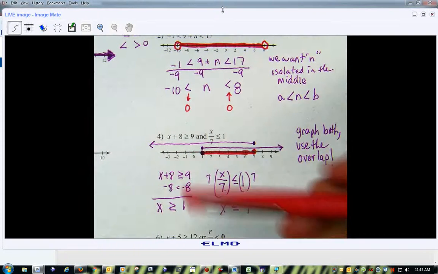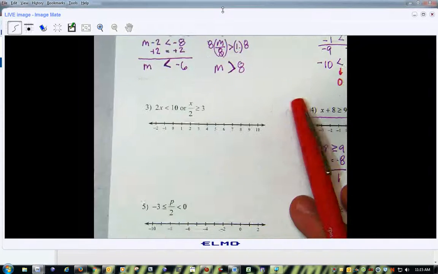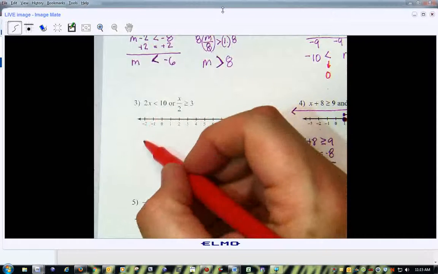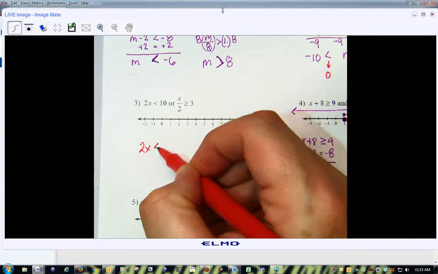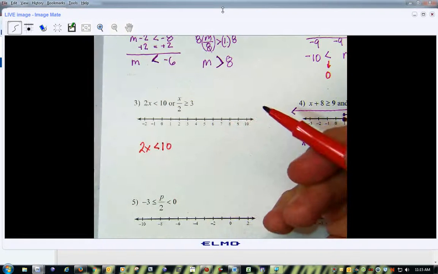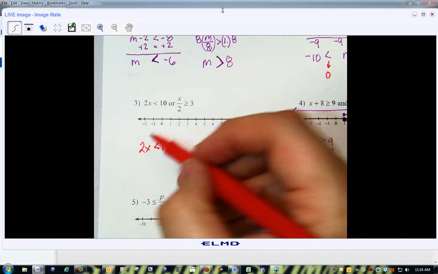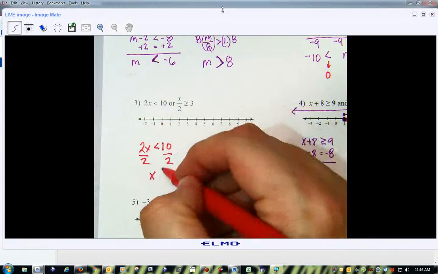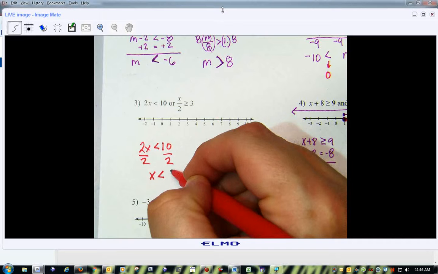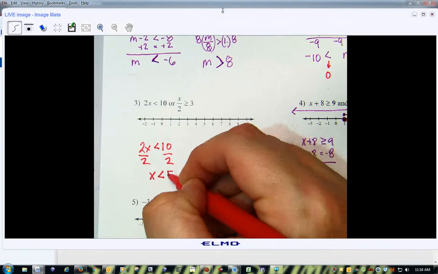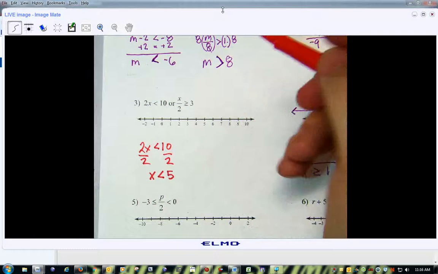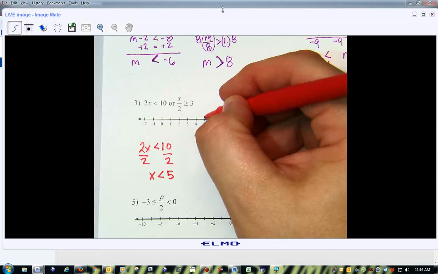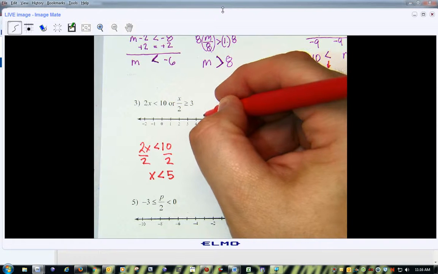Like for number 3, we'll do one more of these. 2x is less than 10. What do I do? Divide by 2. So x is less than 5. So I have to find 5. Is it going to be open or closed? And I want the less than part, so it's going to graph that way.